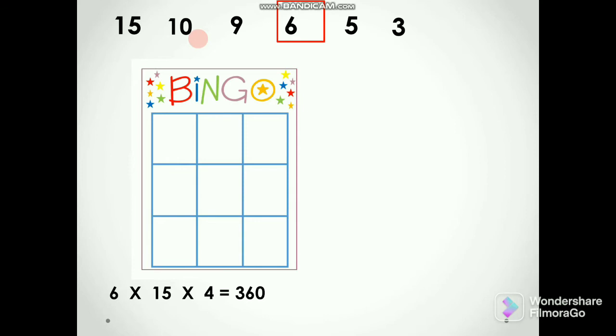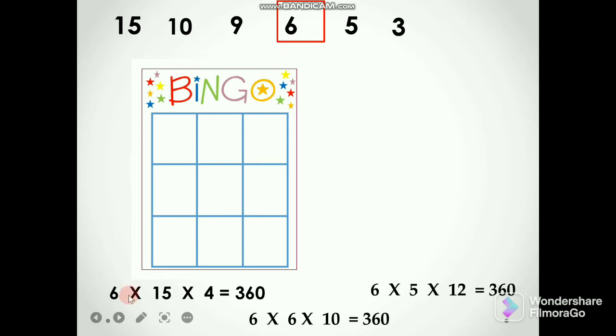So for number 6, we have possible answers, which are 6 times 15 times 4, 6 times 6 times 10, and 6 times 5 times 12. So 6 times 15 times 4: 6 is given, 15 is given, but 4 is not given. But it is also important to know that we have 3 missing numbers. So there is a possibility that 4 is one of the missing numbers, since the combination for 6 and 15 is 4 to make it equal to 360.